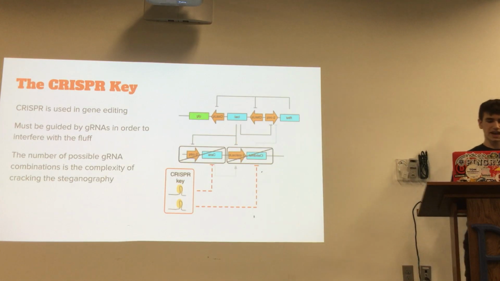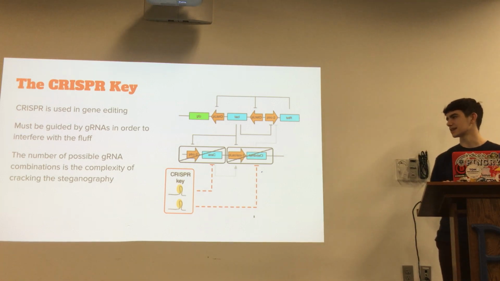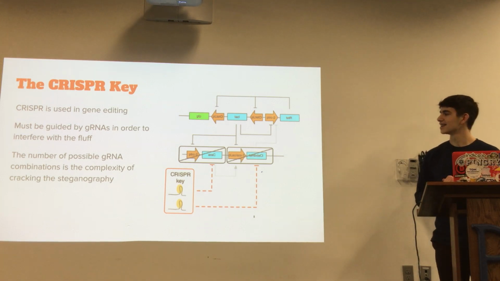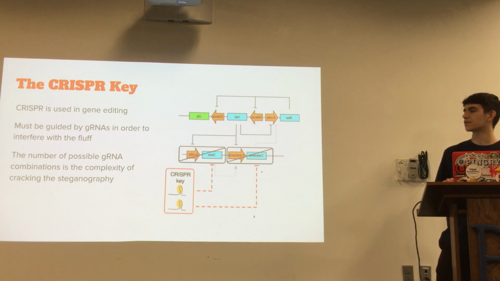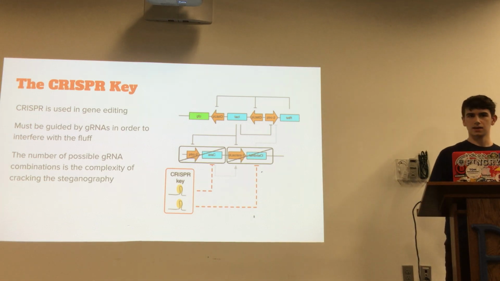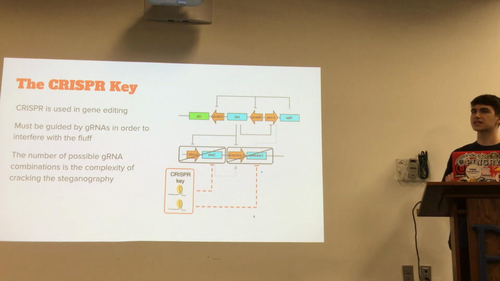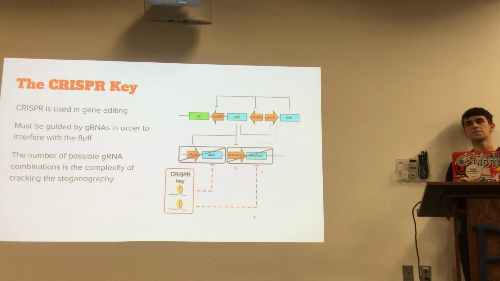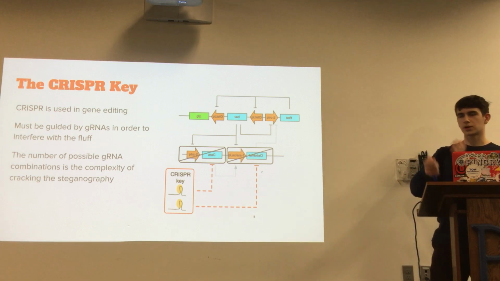And the CRISPR key is guided by these things called gRNAs. The G is for guide. That's why I've been guiding it. And essentially, the number of possible gRNA combinations is the complexity of the circuit. It's essentially how many different types of permutations you have.